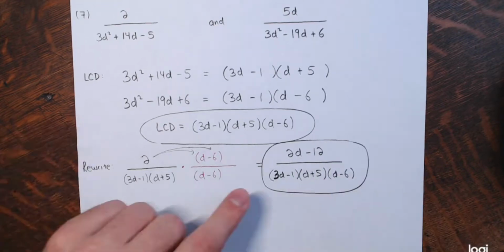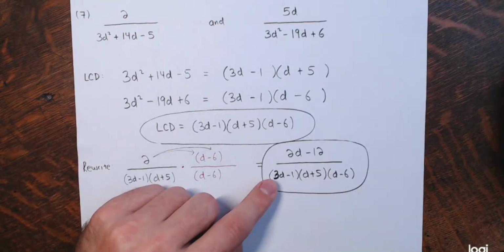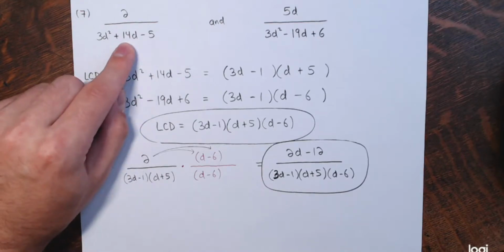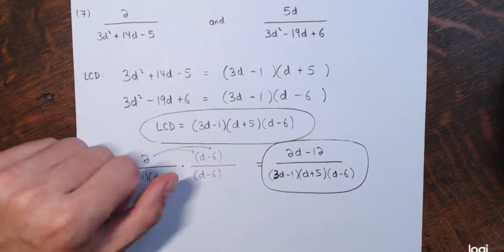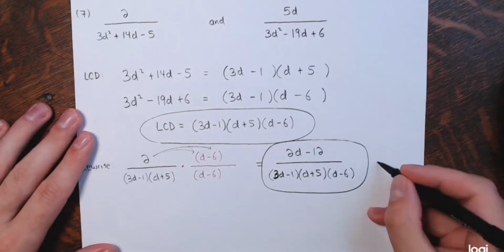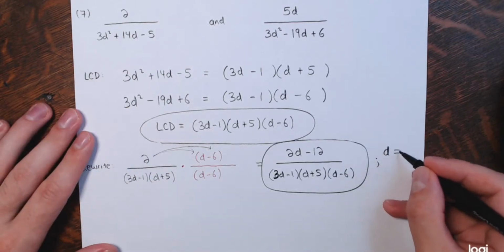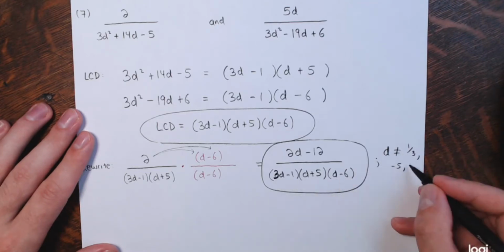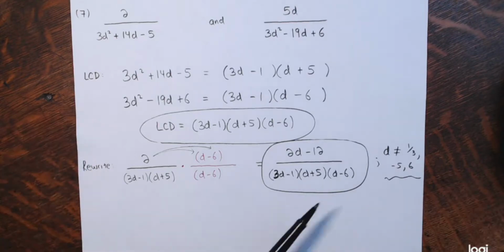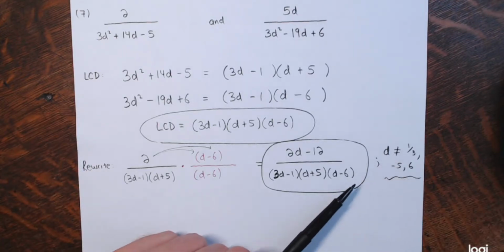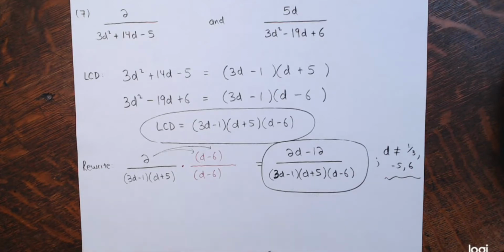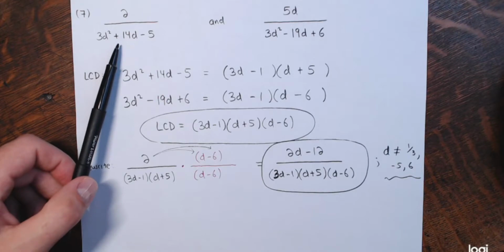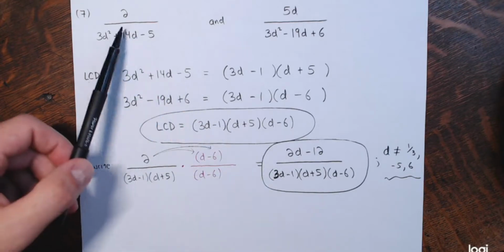All right, so this fraction is equivalent to the first fraction we were given. They have the same value no matter what you plug in for d, as long as d is not 1/3, -5, or positive 6. Alright, d can't be 1/3, -5, or positive 6, because if it is, you'll be dividing by 0, which is not defined. That's bad. But for any other value of d, you plug it into this expression, you plug it into this expression, you're going to get the same value back.